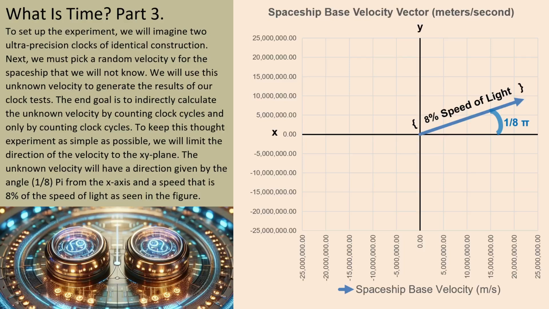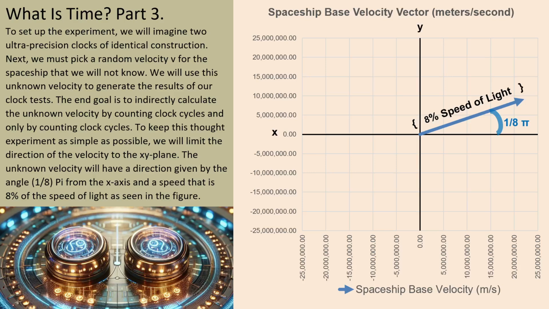Next, we must pick a random velocity v for the spaceship that we will not know. We will use this unknown velocity to generate the results of our clock tests. The end goal is to indirectly calculate the unknown velocity by counting clock cycles and only by counting clock cycles.